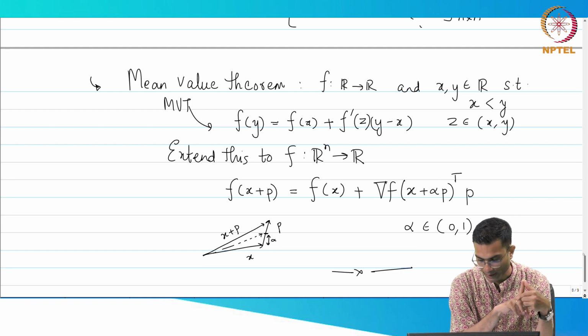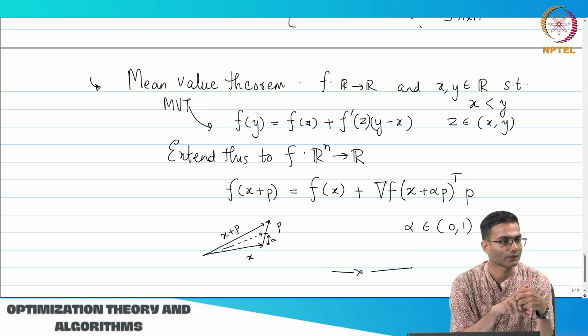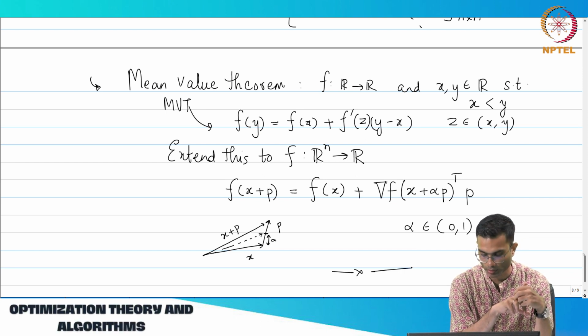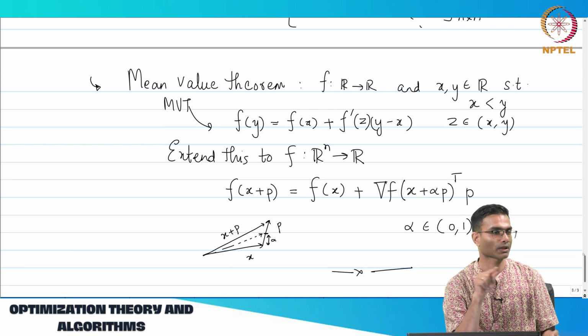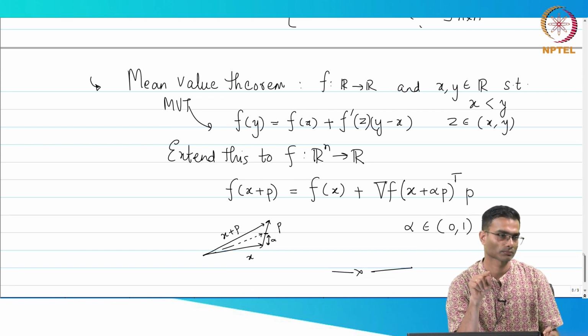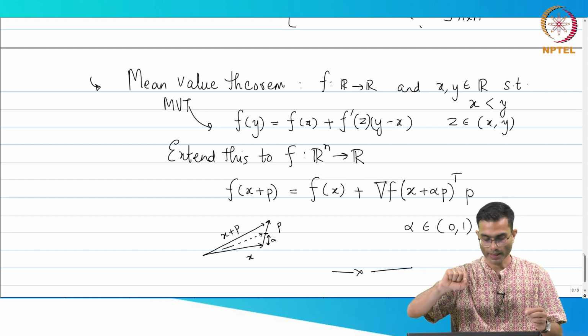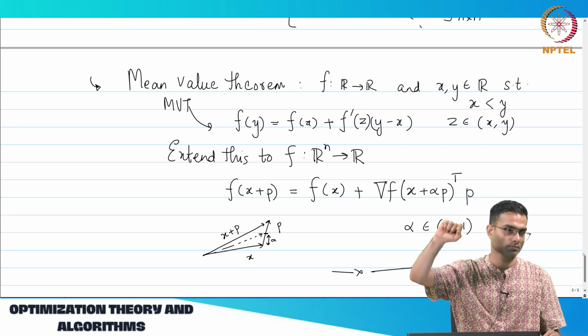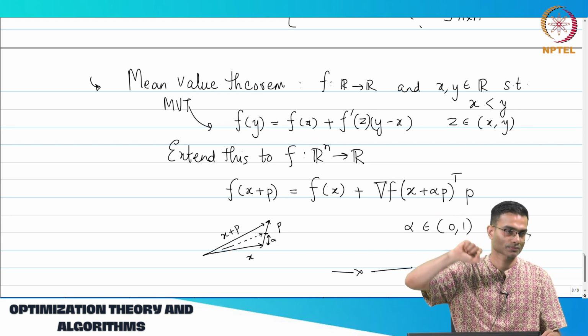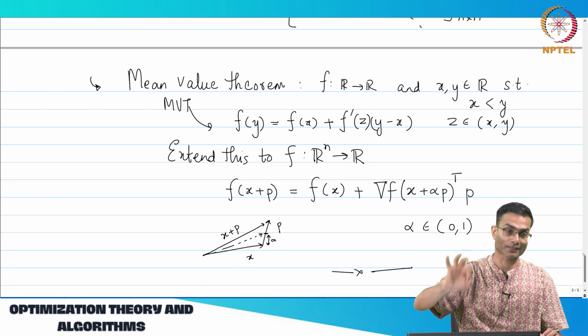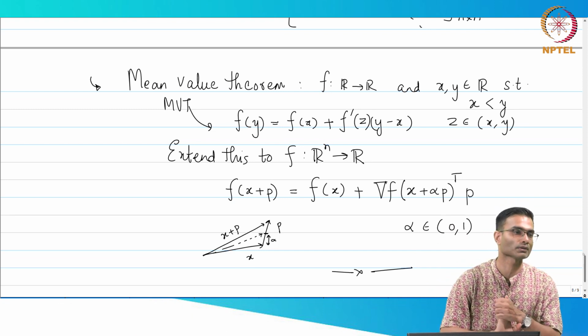We haven't parameterized it in some sense. The choice of x and p is arbitrary, so there's no parameterization there. What has been parameterized is how I travel from x to x plus p. That is what has been parameterized. It's a straight line between these, and that is the statement of the mean value theorem.